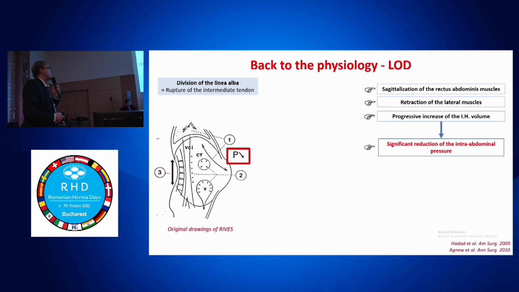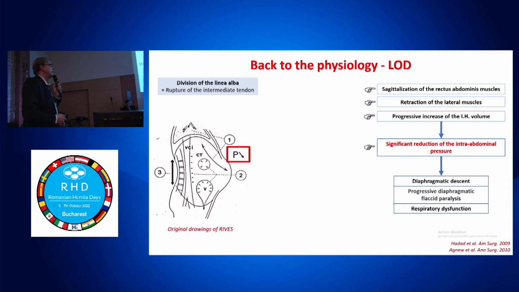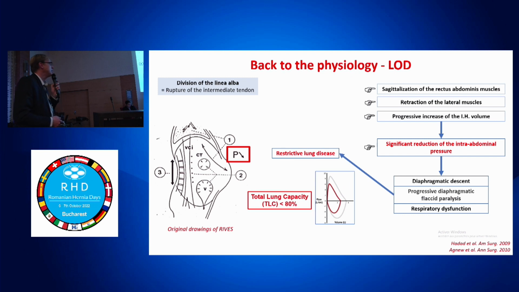And finally, as a consequence, we will find the significant reduction of the intra-abdominal pressure, leading to the diaphragmatic descent, progressive diaphragmatic paralysis, and respiratory dysfunction. That is to say, the restrictive lung disease, when the total lung capacity is less than 80%. All these physiological considerations explain why the loss of domain is so challenging.